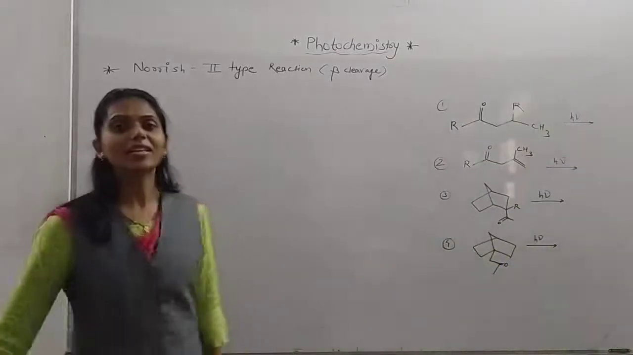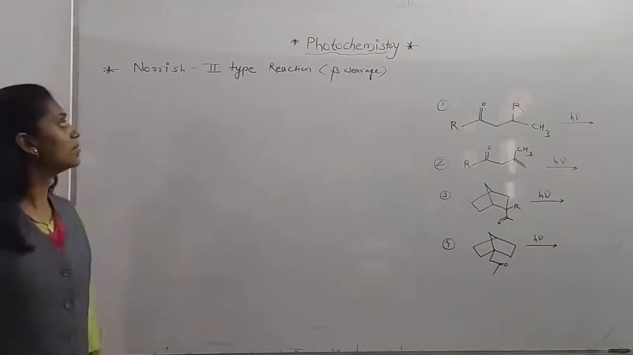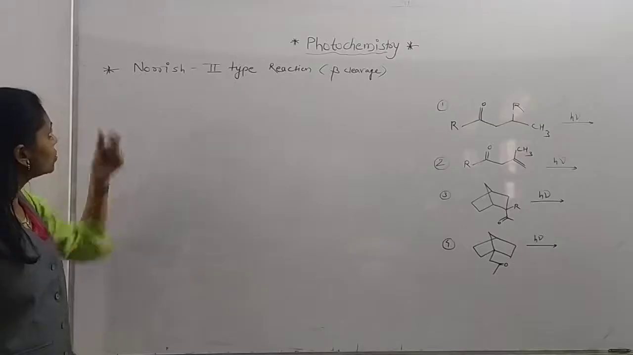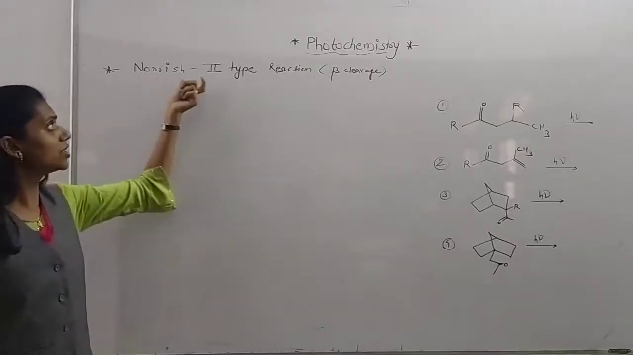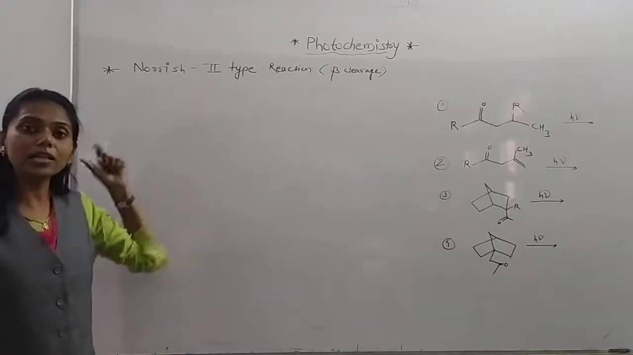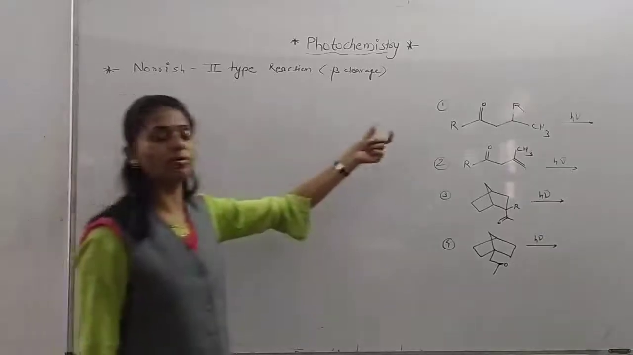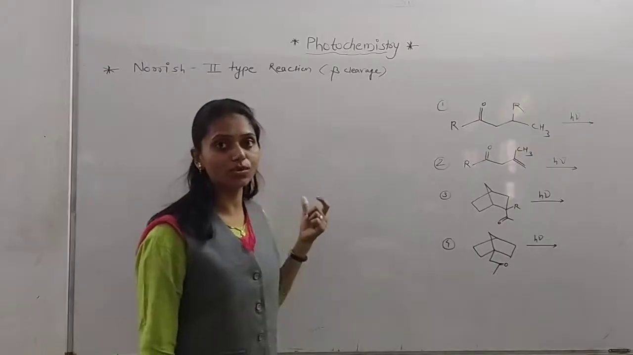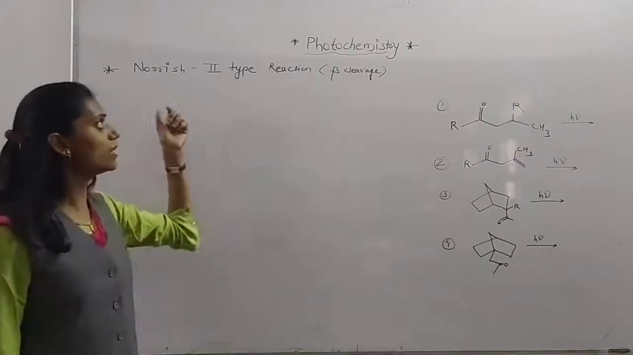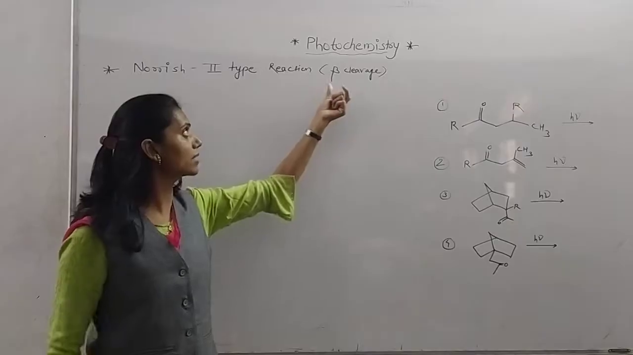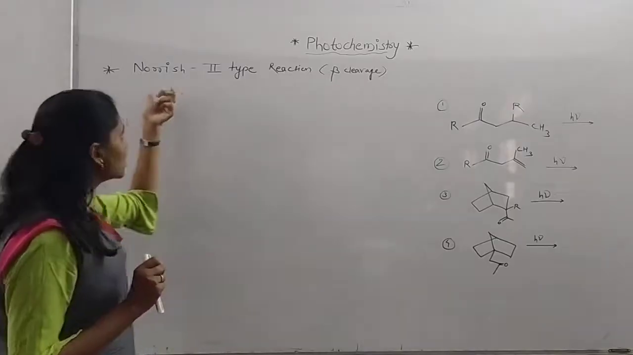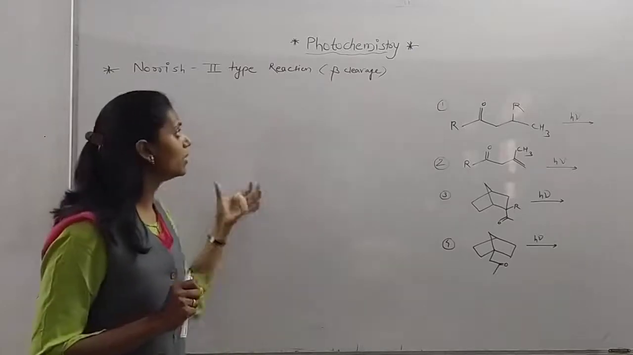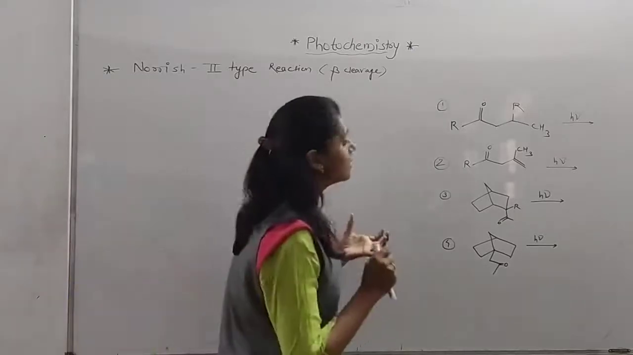Hello friends, in the previous lecture we studied the Norrish type 1 reaction, which is a reaction for carbonyl compounds. In today's lecture we will look at the Norrish type 2 reaction. It is also for carbonyl compounds, but there is some difference between Norrish 1 and Norrish 2. In Norrish 1 we do alpha cleavage, and in Norrish type 2 we do beta cleavage. When we solve the problem, you will understand how we cleave the beta bond.